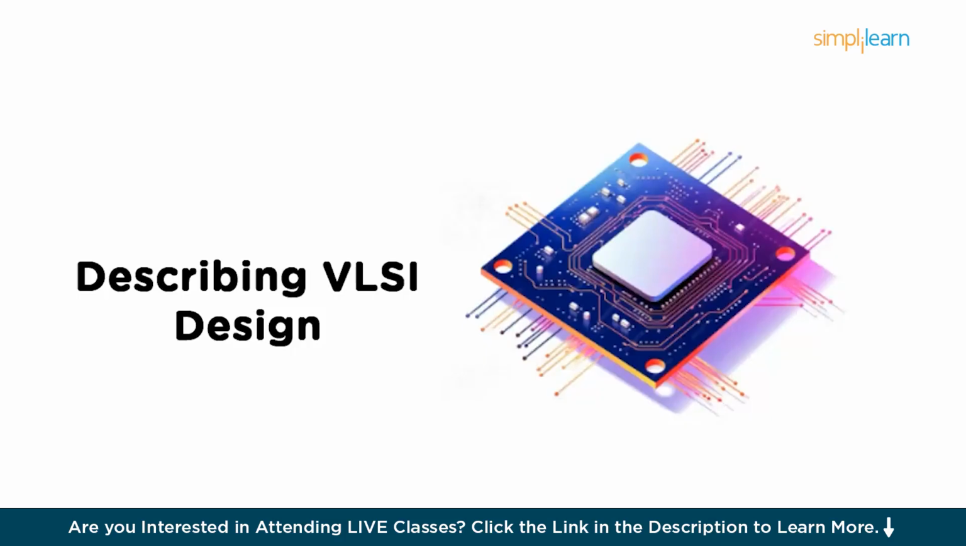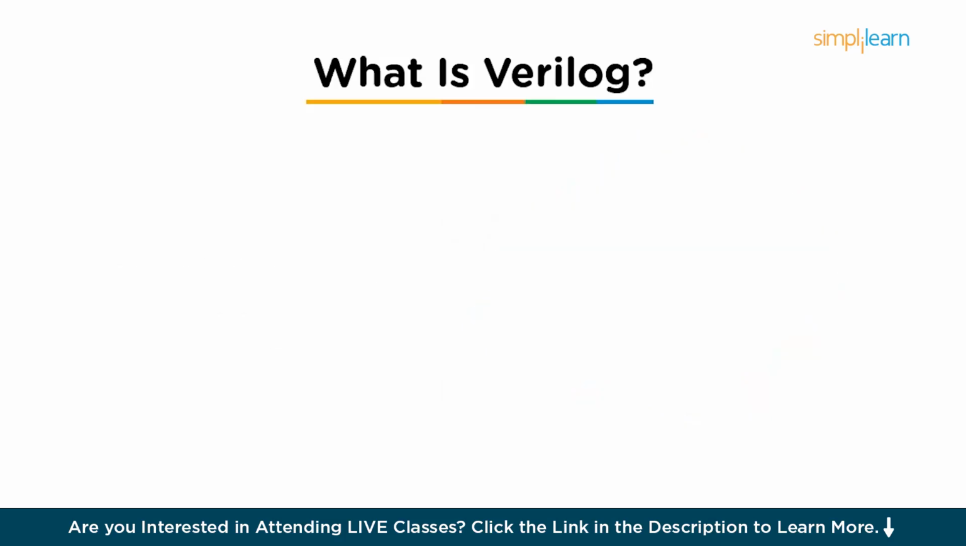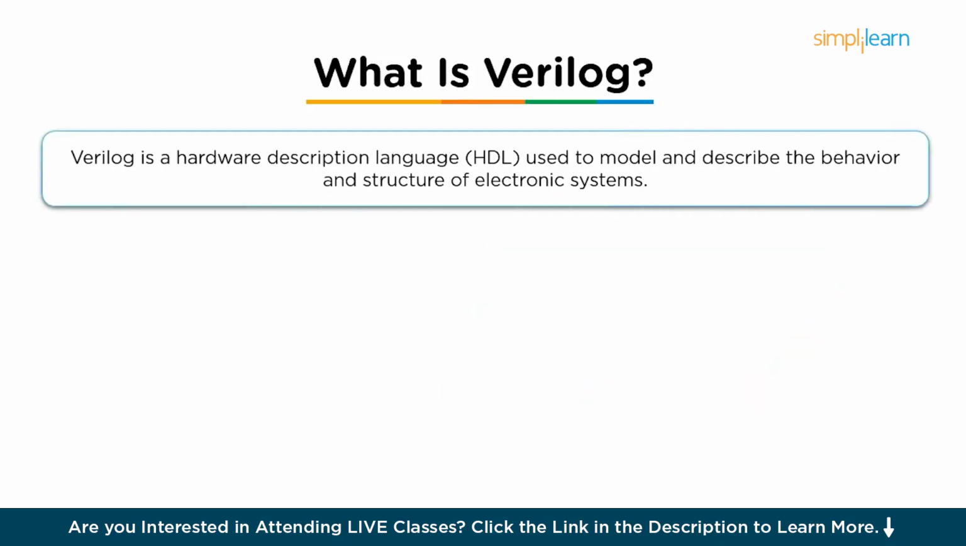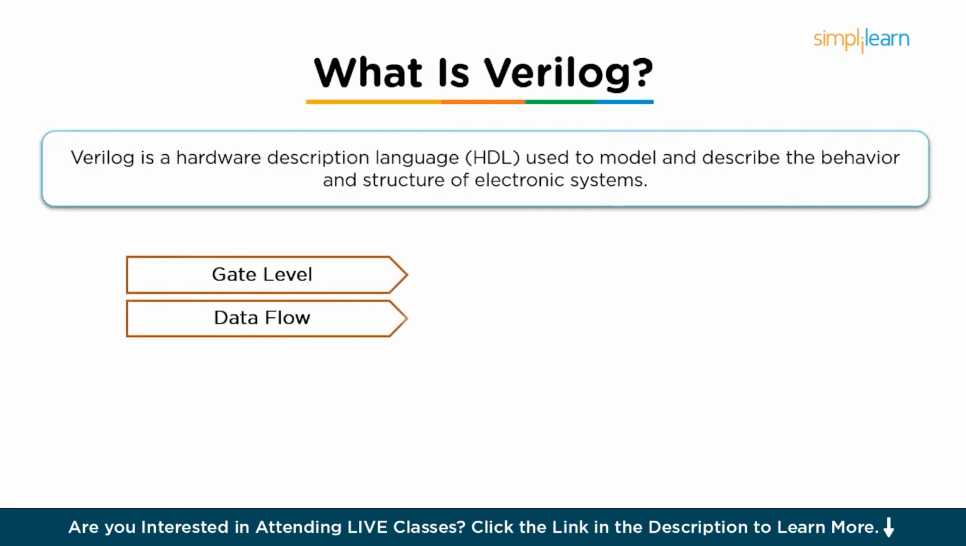So let's start with what is Verilog. Verilog is a hardware description language, HDL, used to model and describe the behavior and structure of electronic systems. It is one of the most widely used languages for describing digital circuits and systems at different levels of abstraction, including the gate level, data flow level, and the behavioral level.